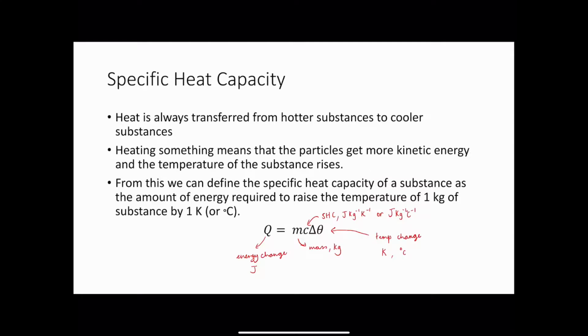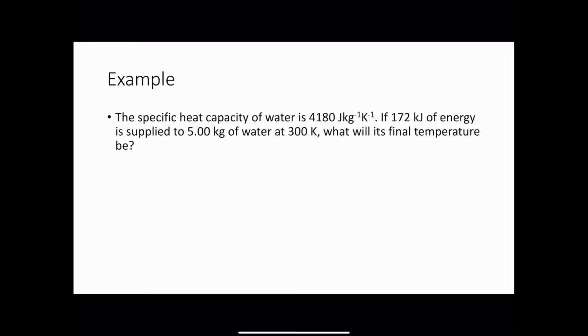So let's have a look at an example. The specific heat capacity of water is 4,180 joules per kilogram per Kelvin. If 172 kilojoules of energy is supplied to 5 kilograms of water at 300 Kelvin, what will its final temperature be? So we start by writing our equation.